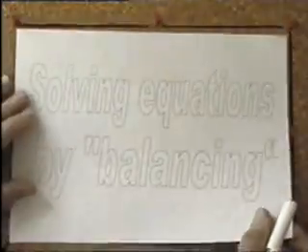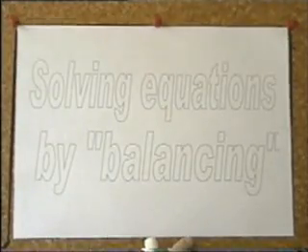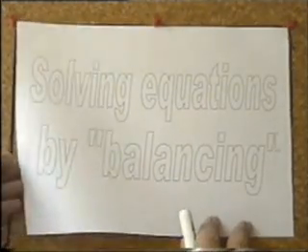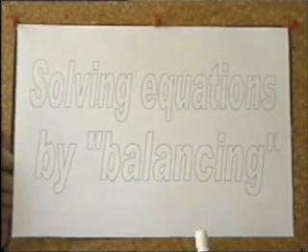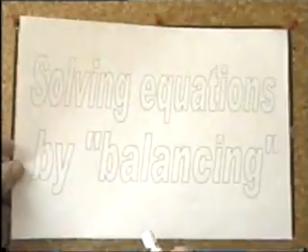First thing we need to be able to do is to do algebra, solving equations by the method that I call balancing. Now other teachers might well have other expressions for this method, but I call it balancing. When you have an equation, as long as you do the same thing to both sides, the equation remains balanced. So we need to do the same thing to both sides of an equation and it will remain balanced. Let's look at some examples.